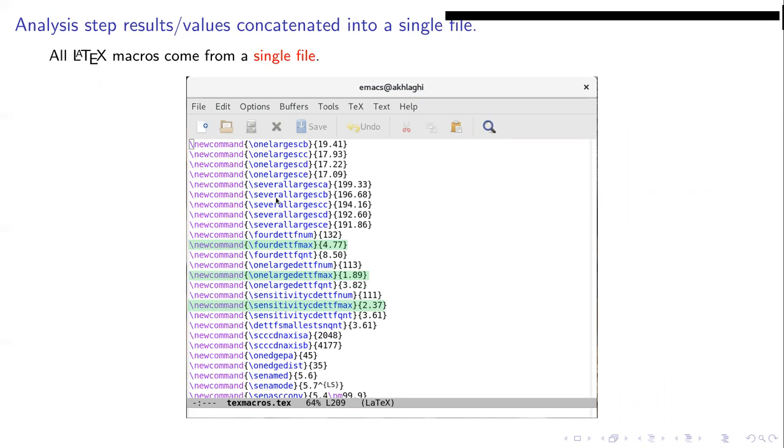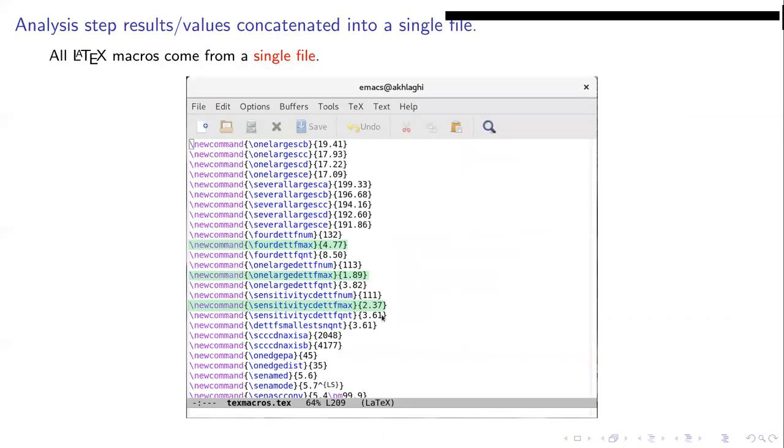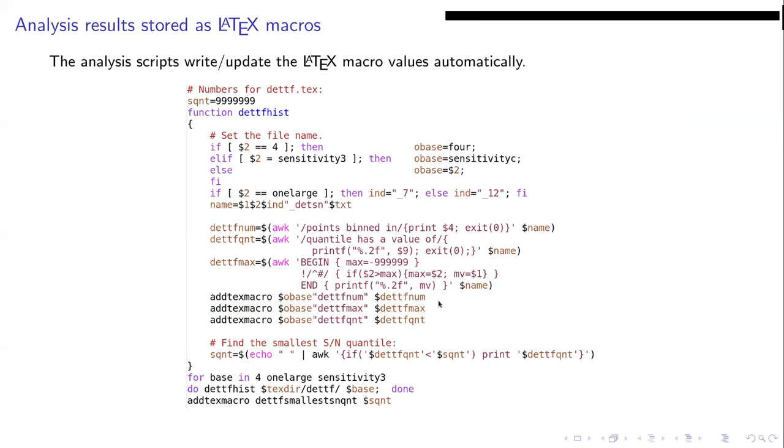And this is a really large file. It includes every single number I used in the paper, in the table, within the text, or within a figure. And where does this come from? This comes automatically from a single part of the code. This is a simple loop, this is a function, and this is called inside the loop. It actually writes all of these macros automatically into that LaTeX file immediately after the analysis.